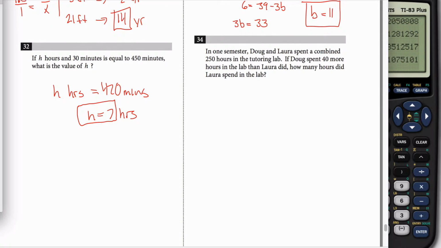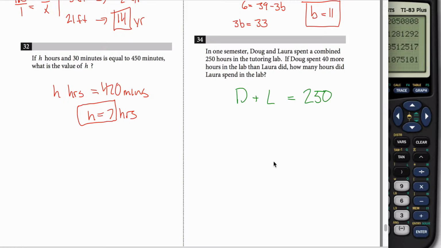34, in one semester, Doug and Laura spent a combined 250 hours in the tutoring lab. Doug spent 40 more than Laura. So what I like to do is to model this as a system of linear equations. Doug and Laura spent a total of 250 hours in the tutoring lab. Doug spent 40 more hours than Laura did. In other words, Doug equals Laura plus 40. So I have these two equations right here.